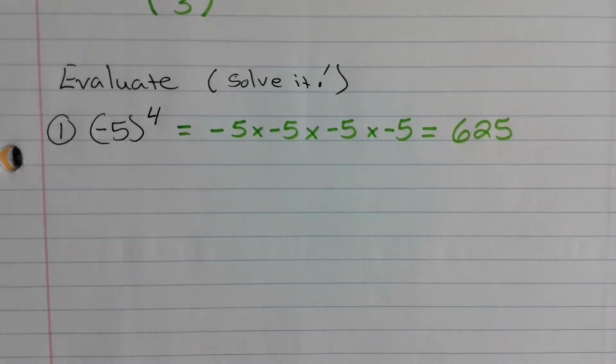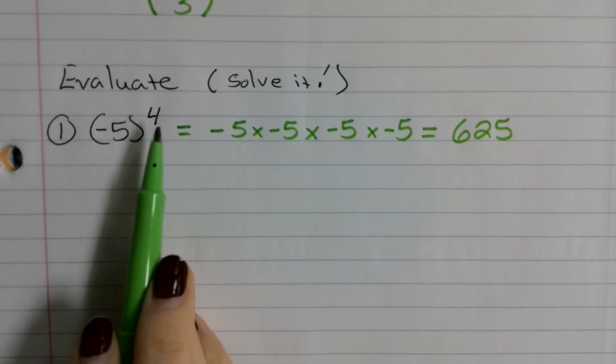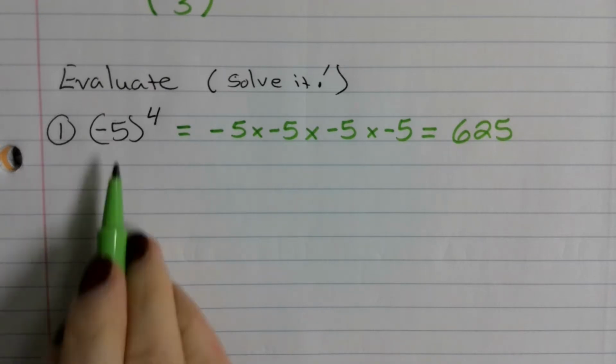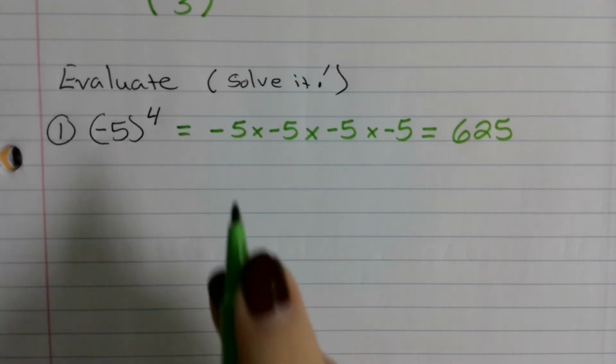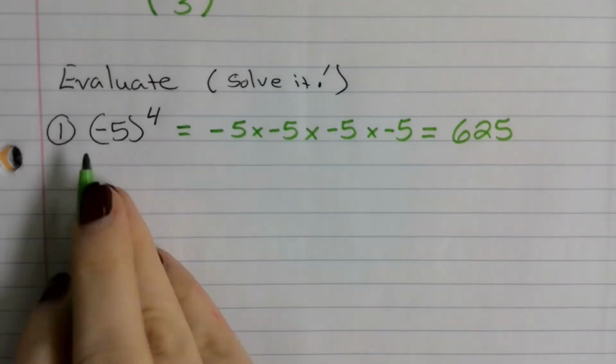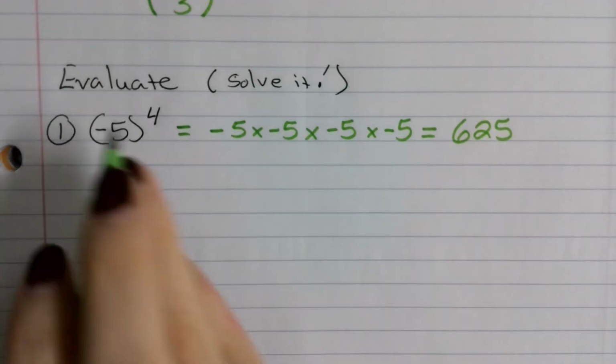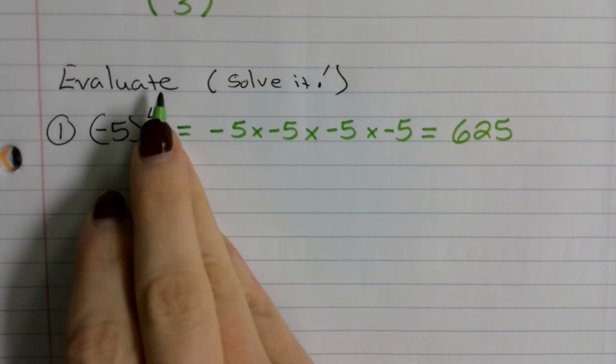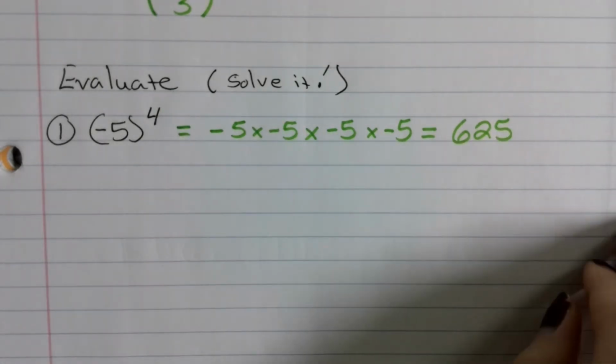Here's a nice rule of thumb. If your exponent is even, your answer should be positive. If you've got a negative base, but your exponent is an even number, you will get a positive result. If your base is negative and your exponent is odd, you'll get a negative answer for your result. Okay?